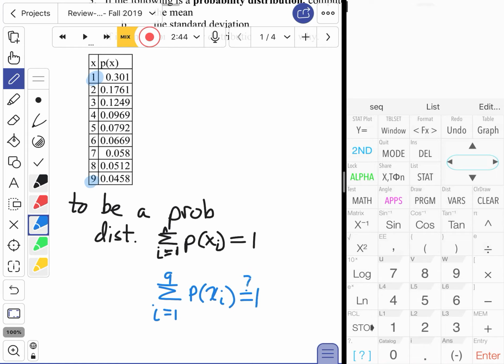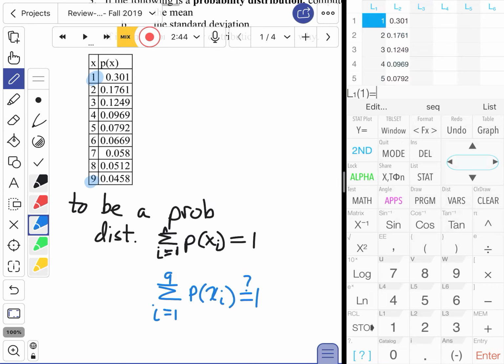So that's where the calculator comes into play. So I'm going to type the information into my calculator. Pretty straightforward. Stat, edit. I put the X values into L1 and the Y values into L2. Now, it's a kind of a chicken or the egg sort of thing. I don't know that you necessarily want to compute the mean and standard deviation until you know it's a probability distribution, but one of the ways in which you can get the sum of that P of X column is to determine the mean and standard deviation.